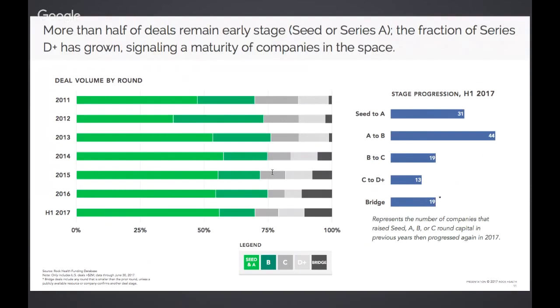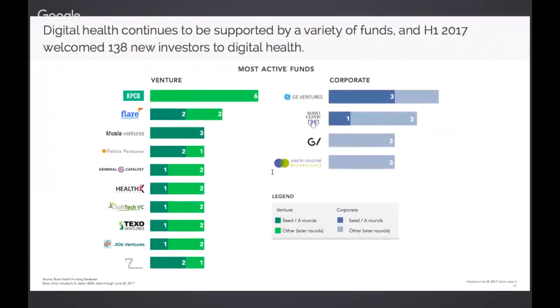And I wanted to talk next about just who's doing this investing. We saw 331 distinct investors complete deals, and 138 of those, so that's 42% of total investors, were actually new to the digital health space. So most investors are repeat investors, and I think that indicates the continued maturation of the space. You see investors moving beyond just dabbling and instead getting into double down mode.